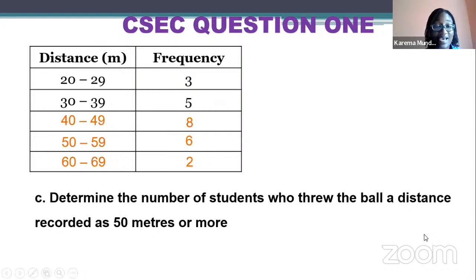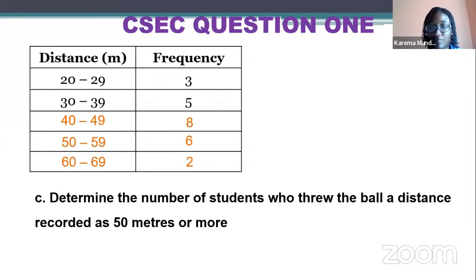Okay, now part C asks us to determine the number of students who threw the ball at distance recorded as 50 meters or more. So now we need to go to our table and we need to identify those students who scored 50 meters or more. Which class intervals should I be focusing on? Let me know, because there are 5 intervals there. Based on the question, which of the intervals should I be focusing on in order to get this information?